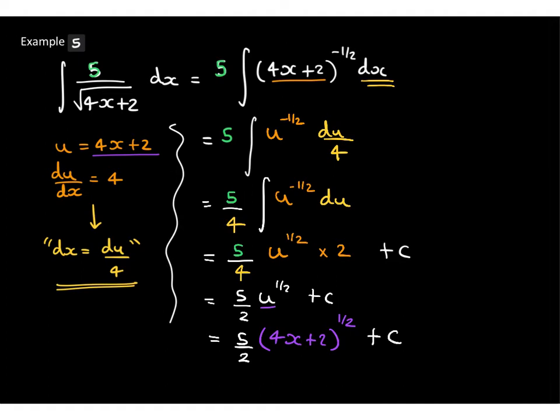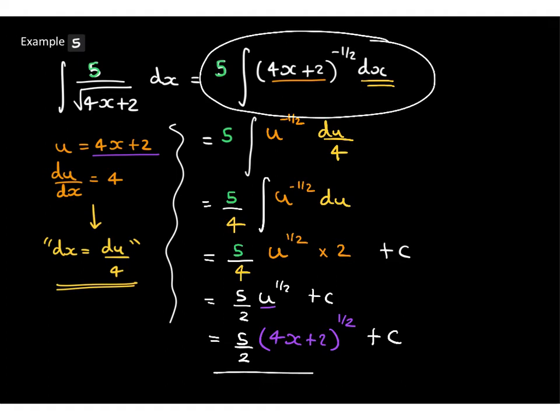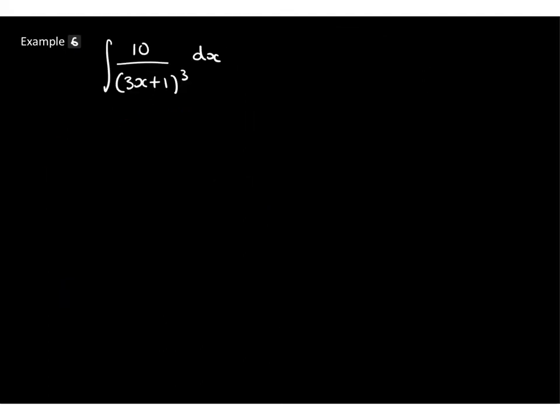plus c. And again, can you spot the link here between the original integral and the final answer? The power is being raised by 1, we're dividing by this new power, but then a few other things are going into the calculation as well. Now, our last example, we've again got a factor here of 10, which I'm going to pull outside of the integral. And then this denominator here, I'm going to rewrite as 3x plus 1 to the power of negative 3.